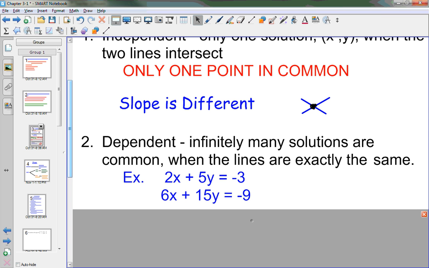Now, look at these two equations. 2x plus 5y is equal to -3, and 6x plus 15y is equal to -9. What can you tell me about those two equations? The bottom equation is a multiple of the top equation, a multiple of 3. Yes? This is what I consider this to be.